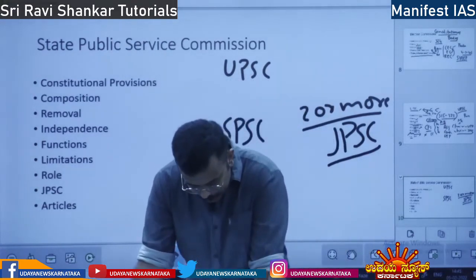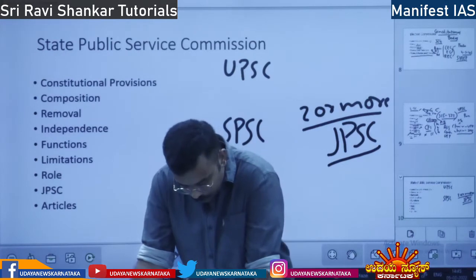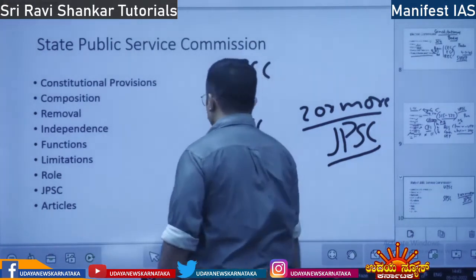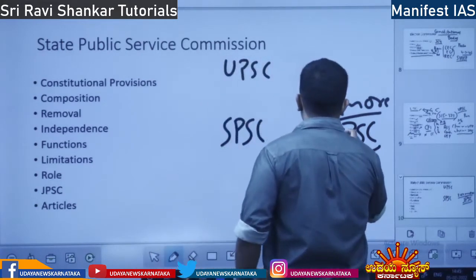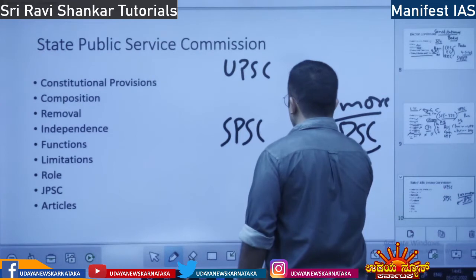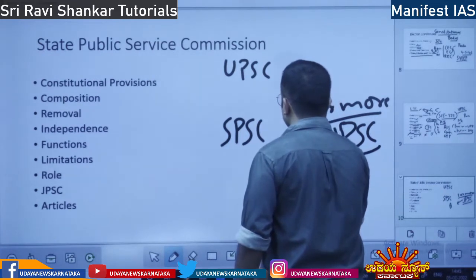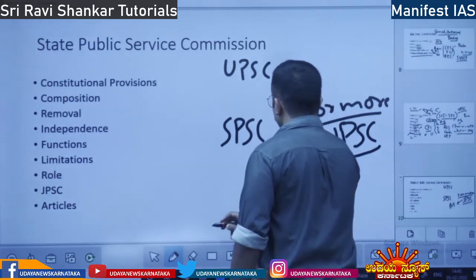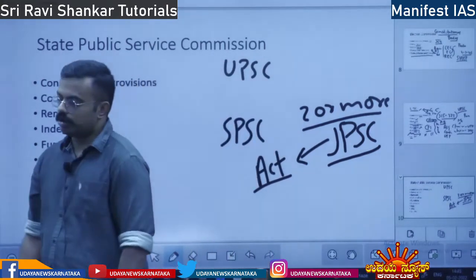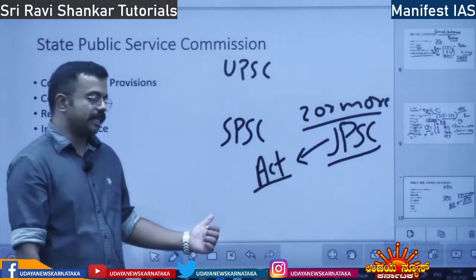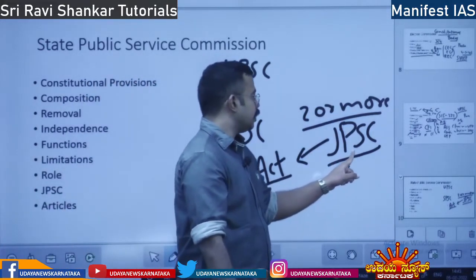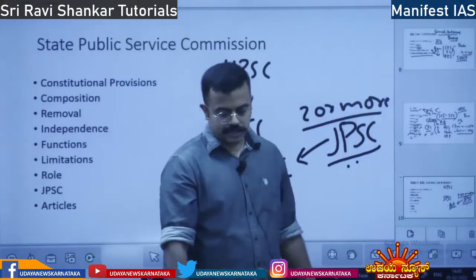Okay, so the JPSC can be created by what? A JPSC has to be created on a case by case basis. It can be created by an act of Parliament. The state government doesn't have any authority. The state legislature, the state law making body, doesn't have any authority. It is only the Parliament which can form a JPSC.